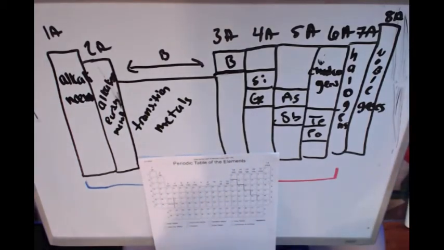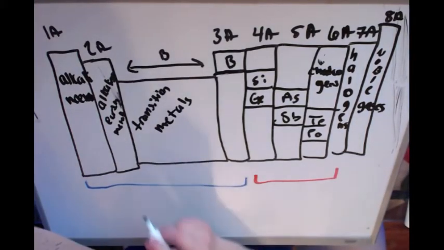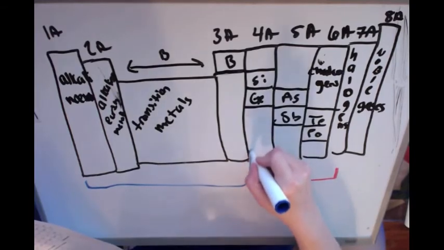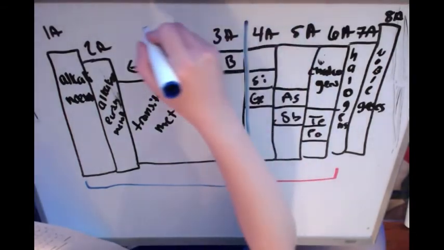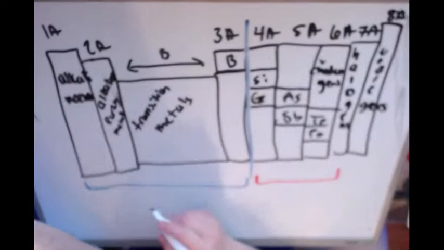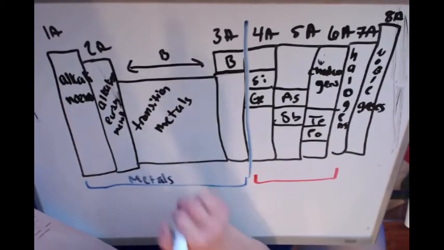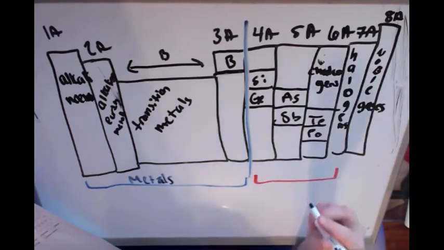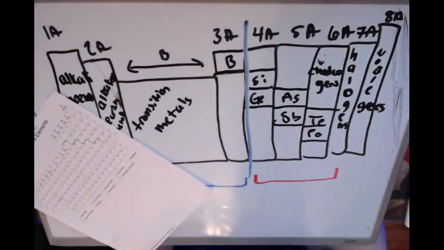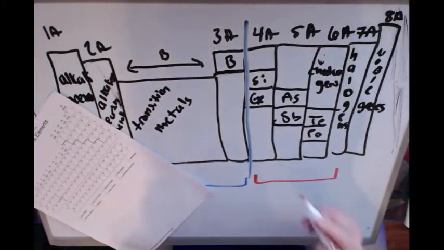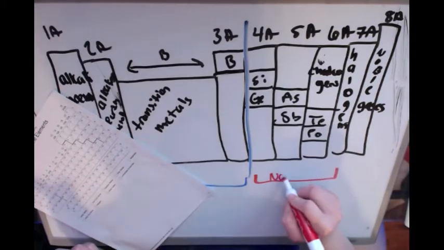Let's go back down here. We refer to this section that I've marked in blue as, in quotation marks, the left side of the periodic table, and we call this over here the right side of the periodic table. That's how we refer to it.